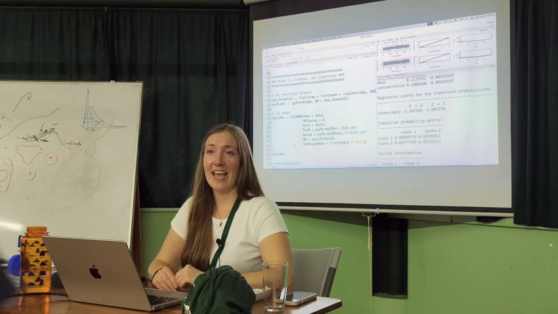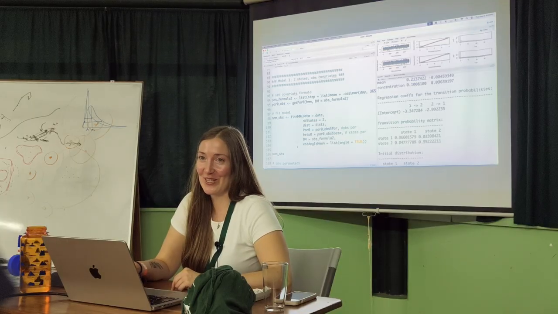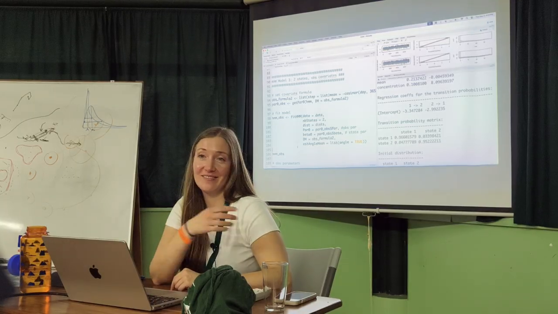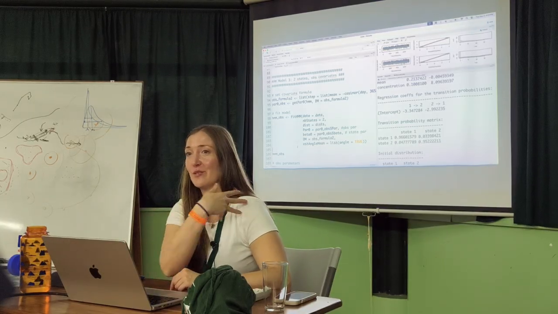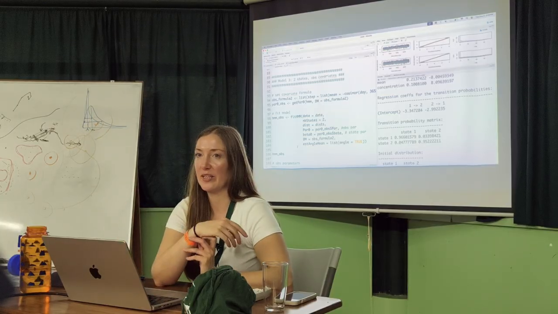I wish I had an age or sex covariate in this data. It would have been a much nicer example to show, because I don't really have a biological justification for this model formulation. It's mainly just to illustrate how you do it and how you interpret it.